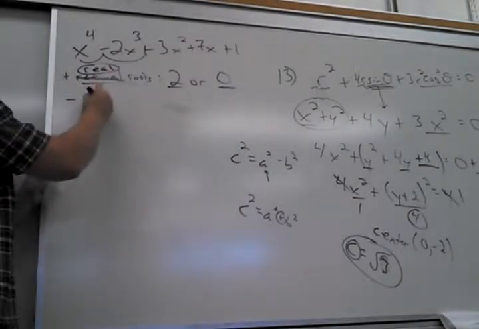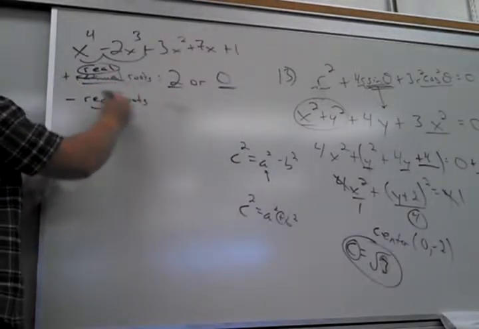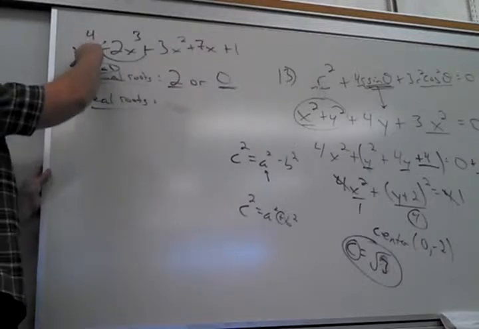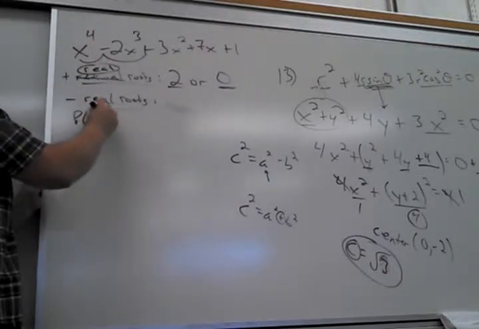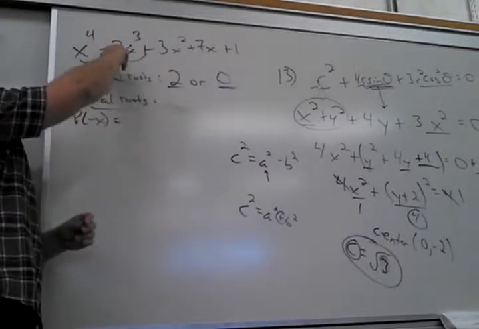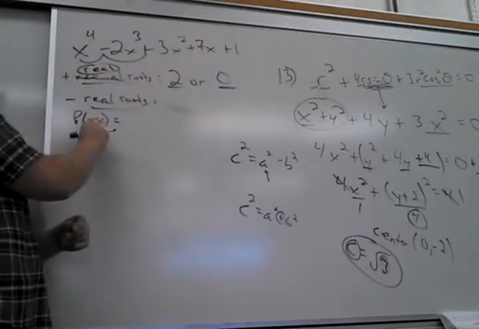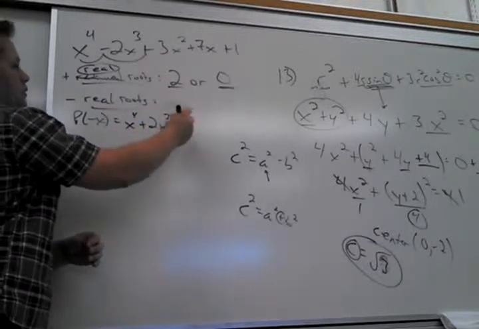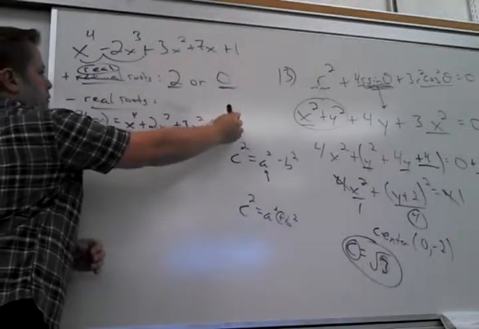What about negative roots? How do you do it? If this is P of x, you want to look at P of negative x. Remember that? Throw a negative x in. So all the odd powers are going to change sign, because all the even powers would just kill that negative. So now it's x to the 4th plus 2x cubed plus 3x squared minus 7x plus 1.